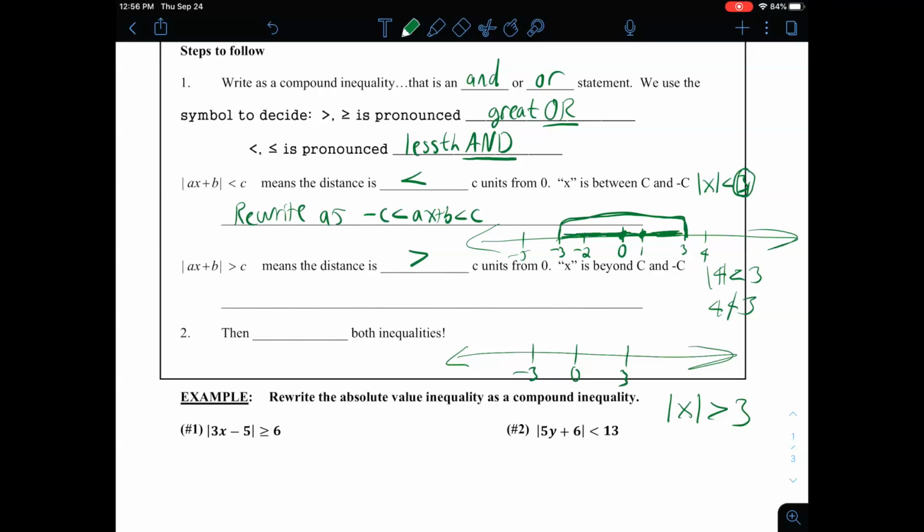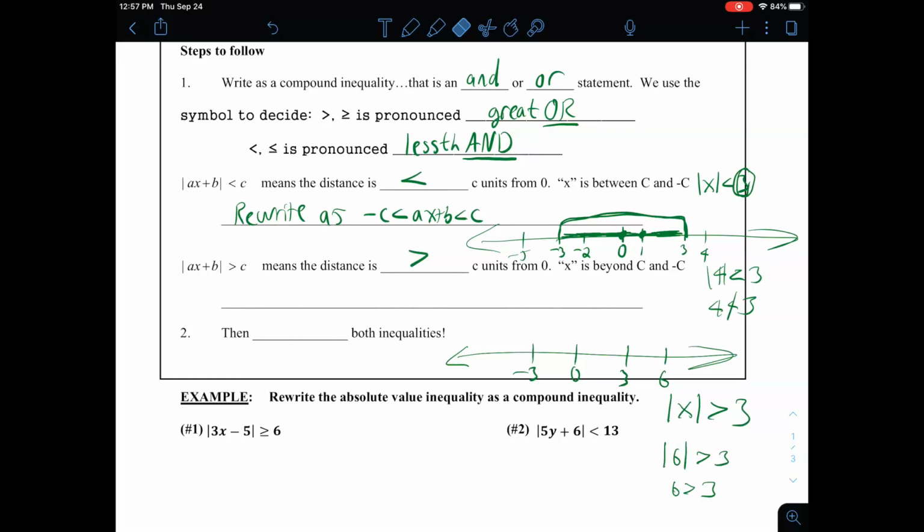So what numbers are greater than 3 away from 0? Let's try 6, right? The absolute value of 6 is 6, and 6 is greater than 3, right? Okay. So that's basically what you're going to do here. So this one's going to look like this.